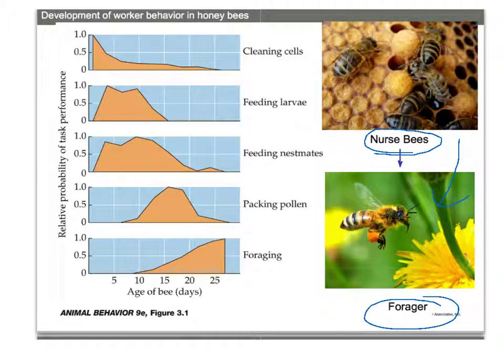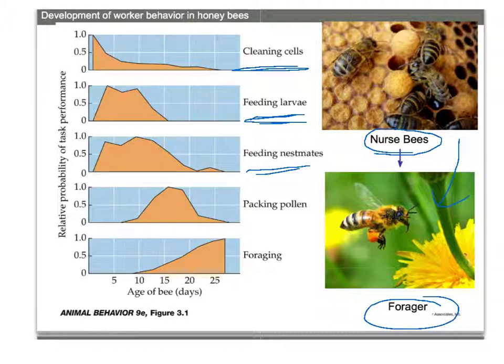So the nurse bees are those bees that are inside the hive. They're doing the grunt work. They're cleaning the cells, they're feeding the newly developing larvae from new eggs that are laid and hatching into larvae. They feed the nestmates, the ones that have already hatched and have come out.